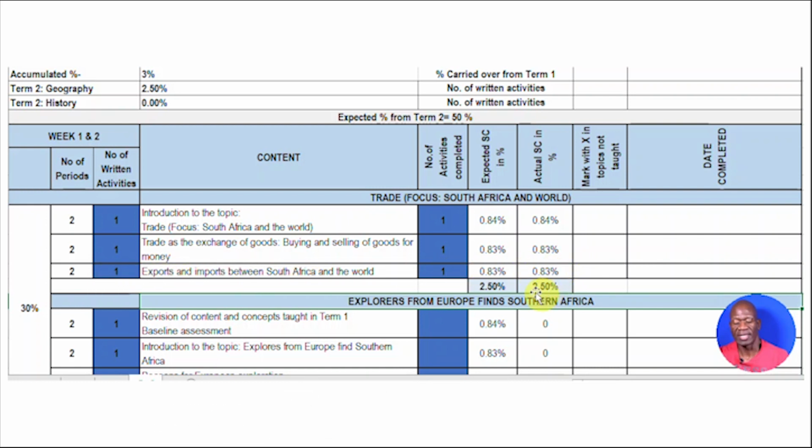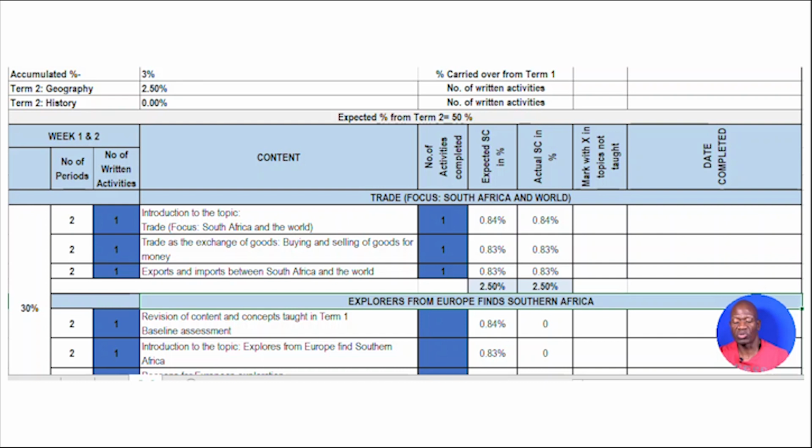0.83. So now in the first 2 weeks, out of 0.5, I've covered 0.5 because I have taught all the 3 topics and learners have written the 3 activities. So now I can see this is where I am. And then this particular portion here is where I'm going to indicate the dates on which these topics or exercises have been completed. There will be an indication of that.